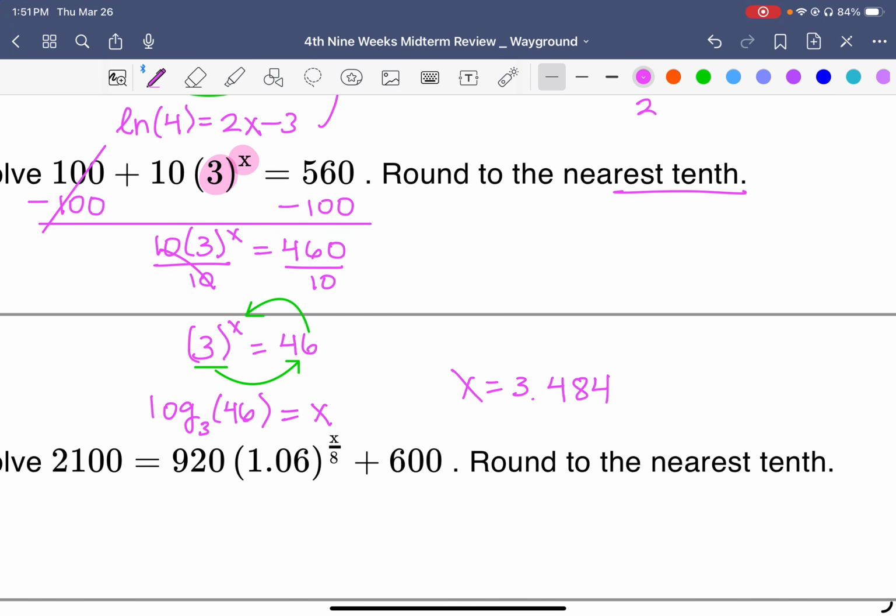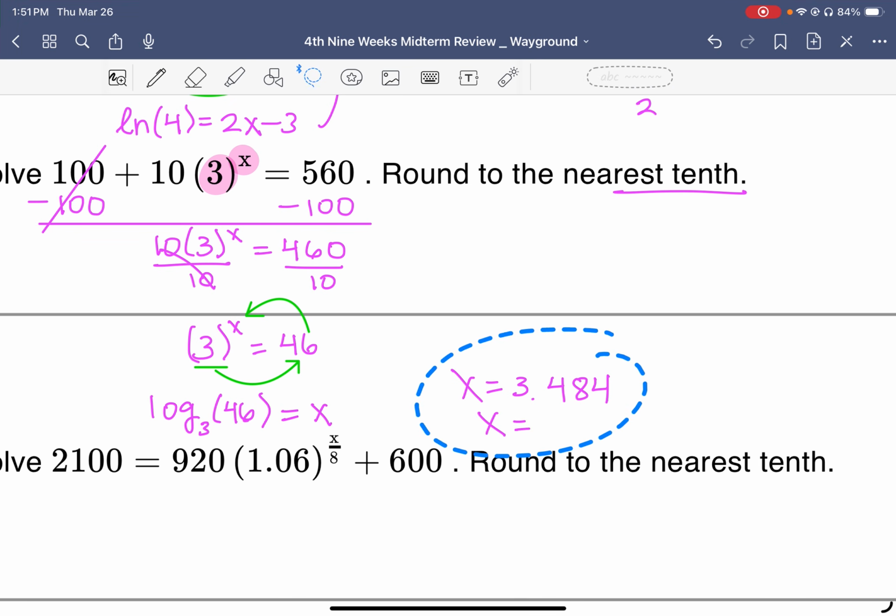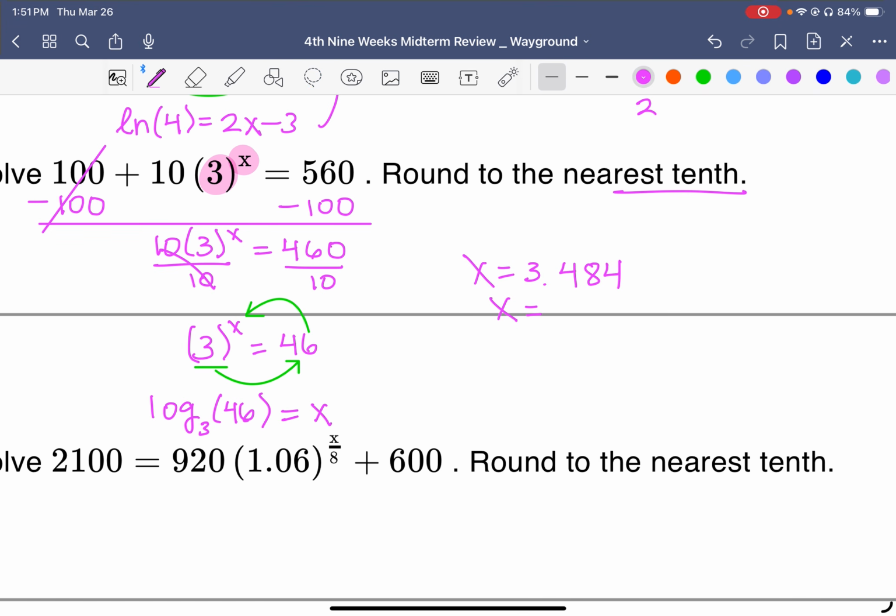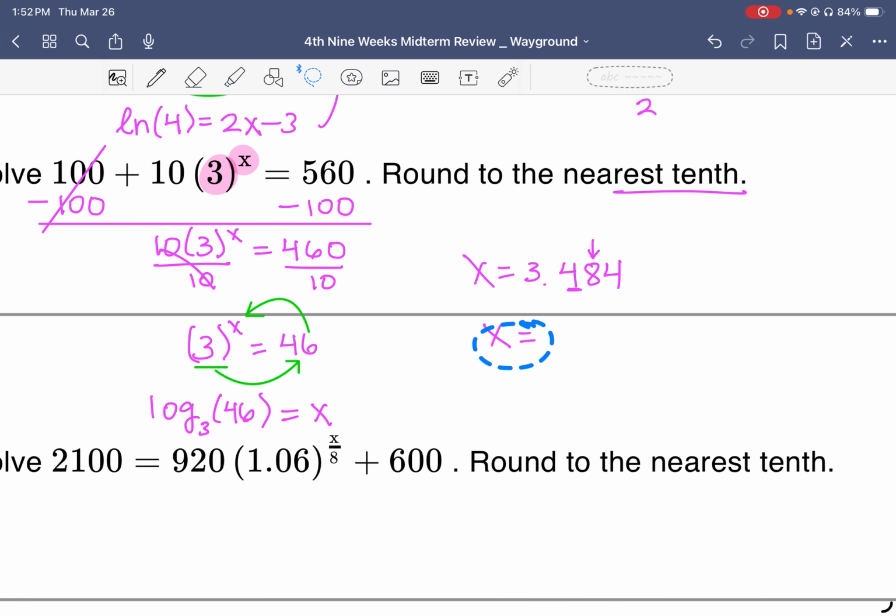And it said round to the nearest tenth. That is 1 place after the decimal. So what you do is, you look at the digit after it. And this 8 is higher than 5, so we're going to round up. So this rounded answer would be 3.5.